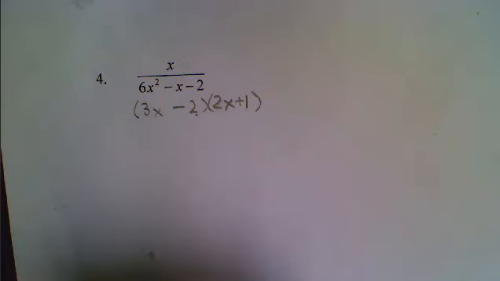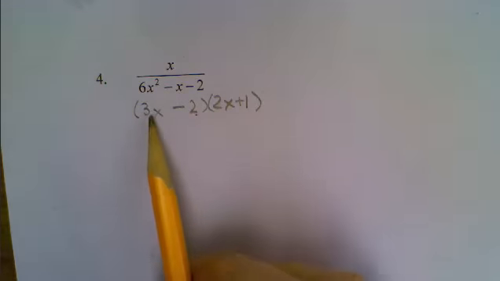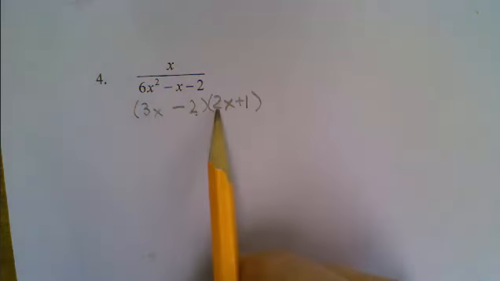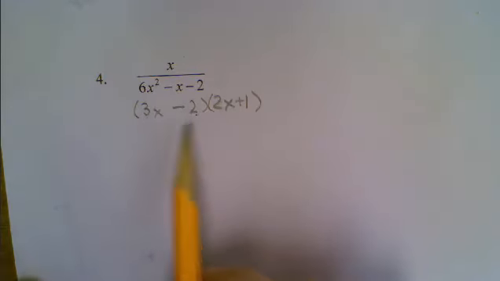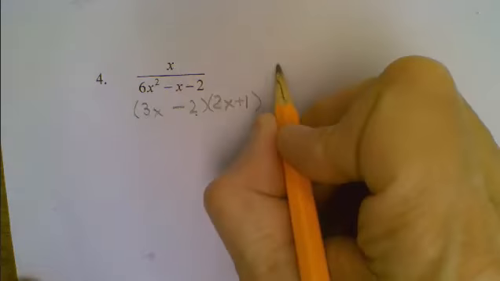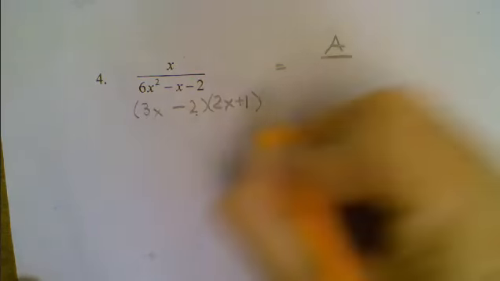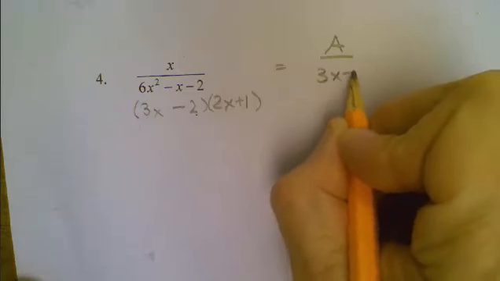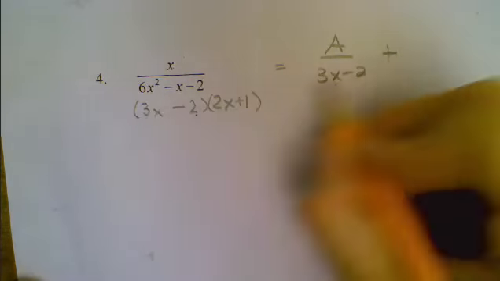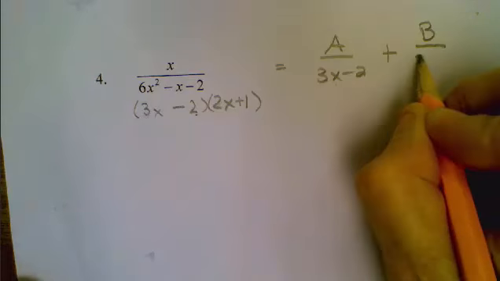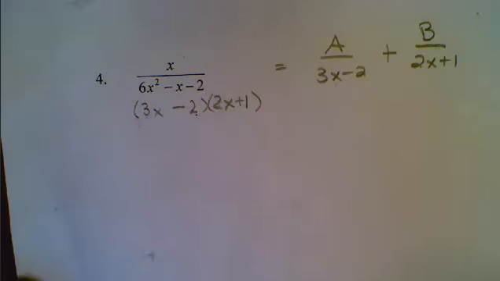It does factor. And so this is one I just wanted to put on there to make sure I show you that you can have coefficients of those two. Sometimes most of what we do doesn't have coefficients, but I wanted to show you one that had a coefficient. Same thing, we're going to set it up as a over 3x minus 2. That's one factor. It's linear, so I just have an a. This is linear, so b over 2x plus 1.